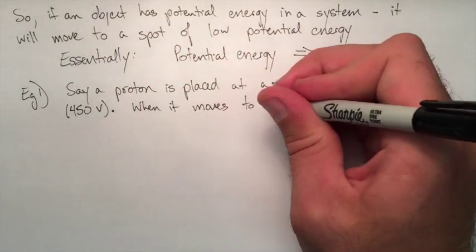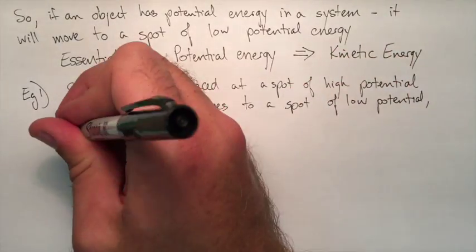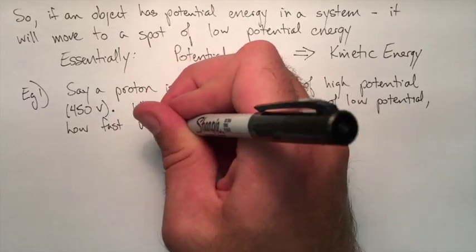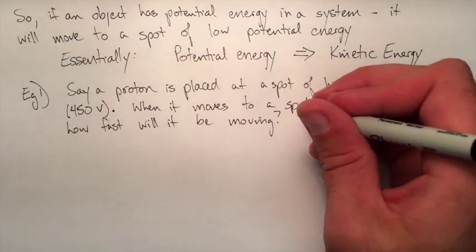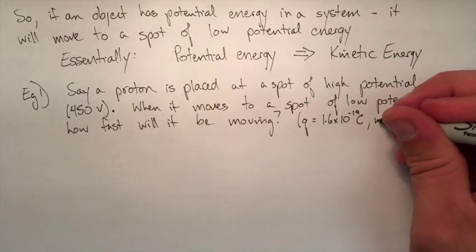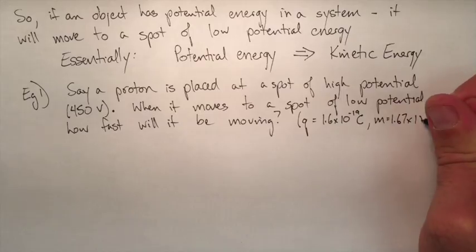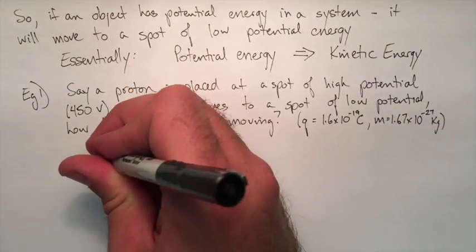Naturally, it's going to want to move to a spot of low potential. Here we're going to try and calculate how fast will it be moving when it gets to that spot. So this is basically just an energy conservation question. The charge on a proton, 1.6 times 10 to the negative 19 coulombs, and the mass of that proton is 1.67 times 10 to the negative 27 kilograms.